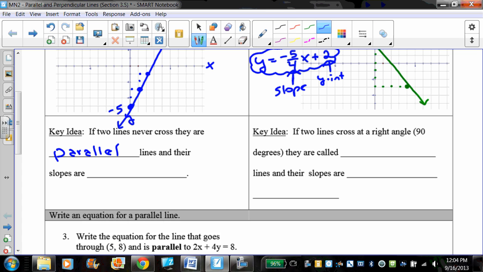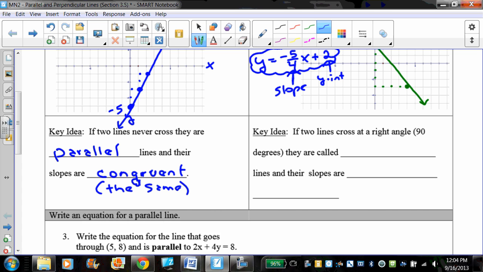Parallel, P-A-R-A-L-L-E-L, lines, and their slopes are, you could say the same, you can say equal. I'm going to use the word congruent. And that means, in math terms, the same. We're going to be using that word a lot, congruent. Over here on the right, so again, parallel lines, if your lines never cross, that means the slopes are congruent or the same, and vice versa. If you have the same slopes, then that means that the lines will be parallel.